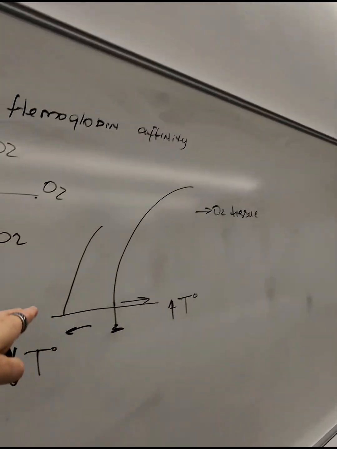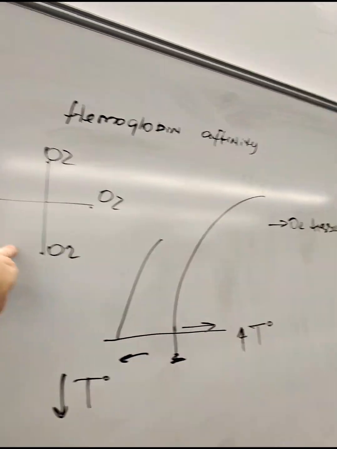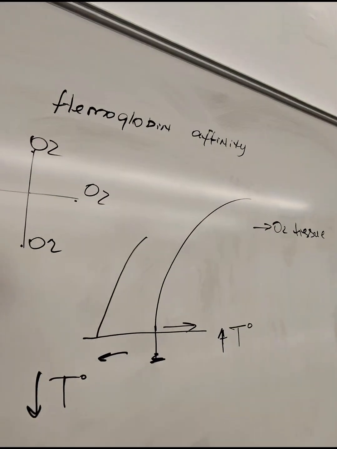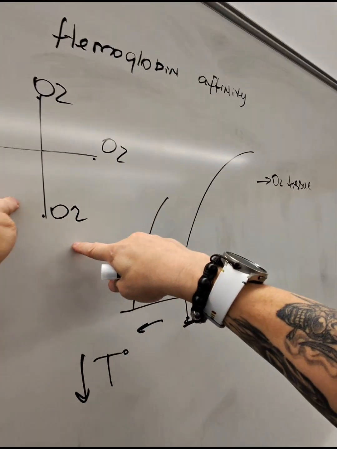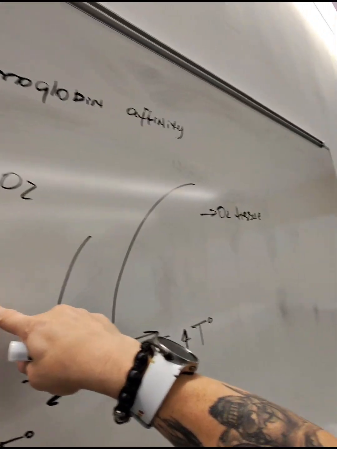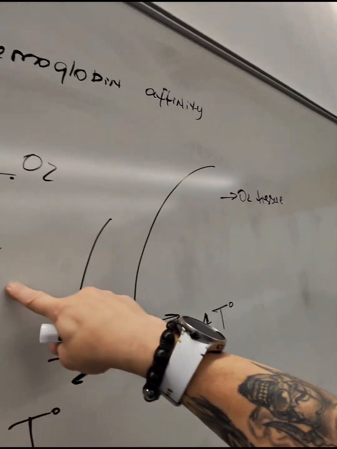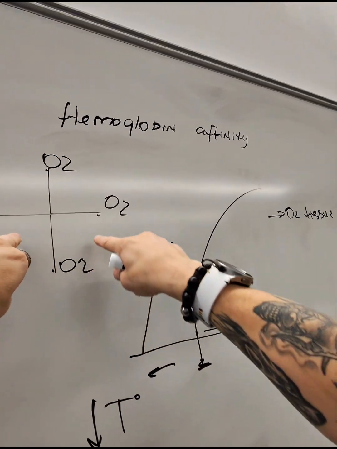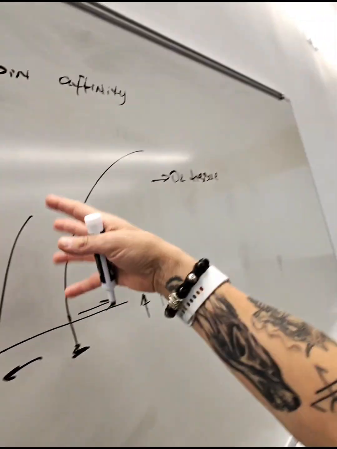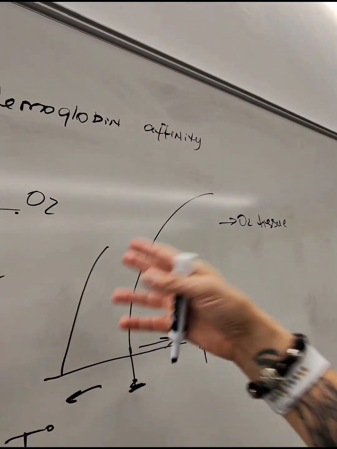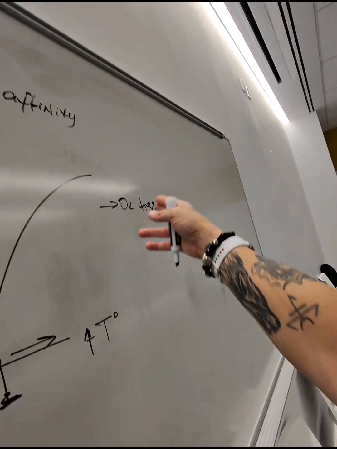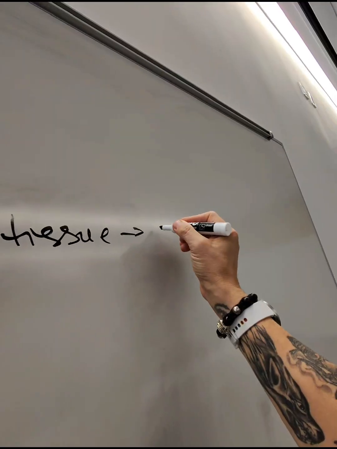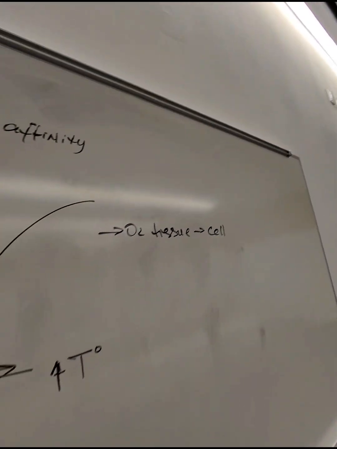If you are in a cold environment, the affinity of oxygen to hemoglobin increases. It means that you will release less oxygen into the tissue. You may die. The oxygen is within the circulation, but not in the tissue, right? You want to release oxygen into the tissue and the cell, right? So we're going into the cellular component here.